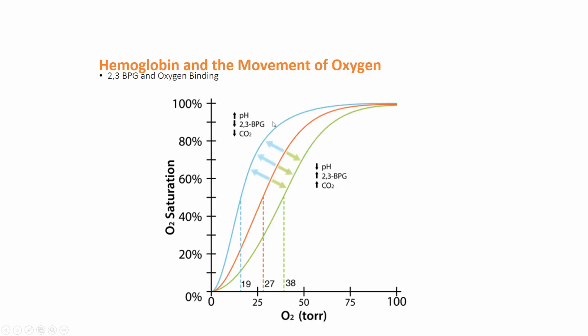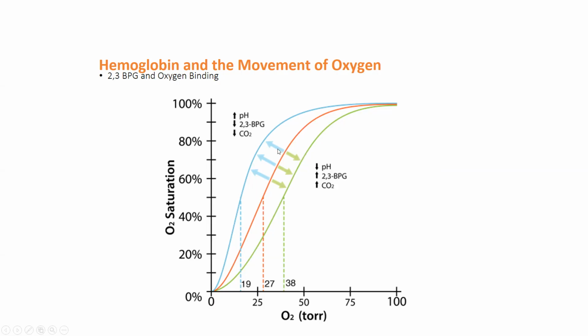So if the pH goes down, we're more acidic, 2,3-BPG increases, there's a lot of metabolic waste, and carbon dioxide increases, there's a lot of carbon dioxide, we shift to the right because we need to accommodate. That's really stressful. So the more you are to the right, the more stressful the tissue is, the more oxygen you need to give, and the less affinity hemoglobin needs to have for oxygen, and the more oxygen hemoglobin needs to give to the tissue.